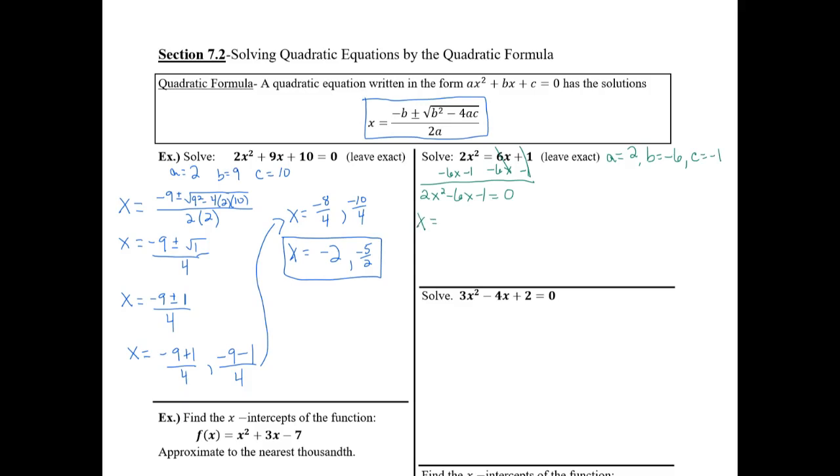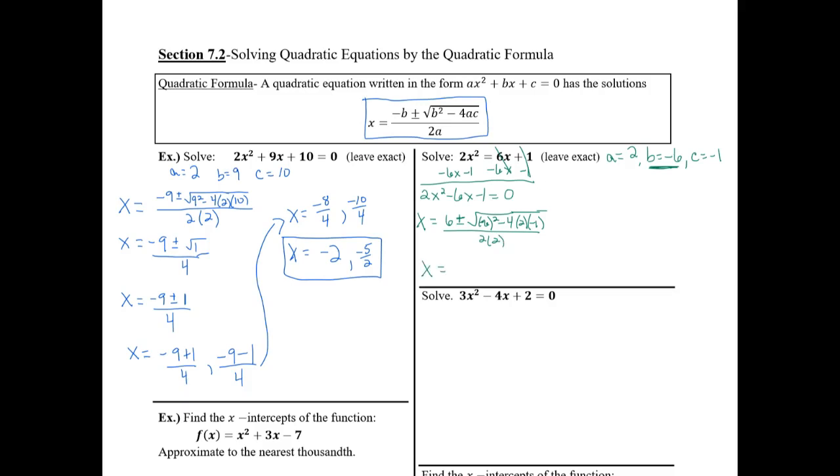X equals -b. So what do we do if b is already negative? Well, the negative of a negative is positive. So positive 6 plus or minus the square root of b squared, so that's -6 squared, minus 4, a is 2, c is -1, all over 2a.